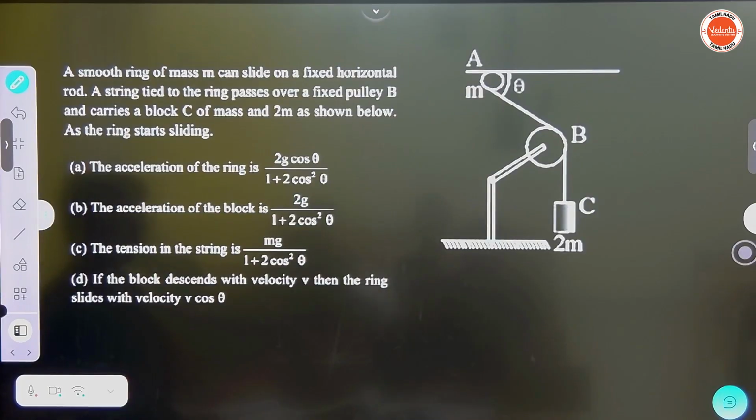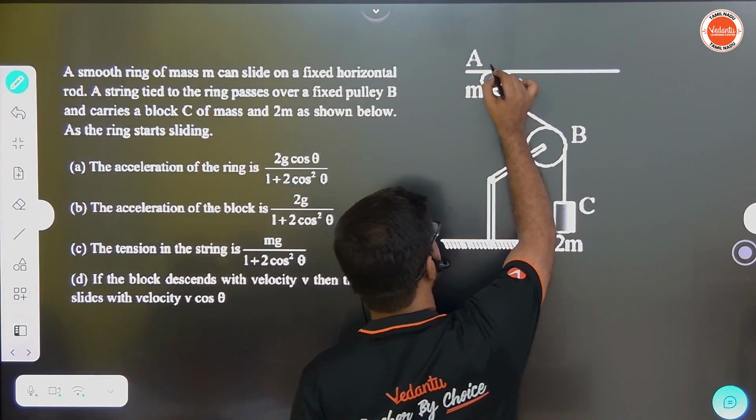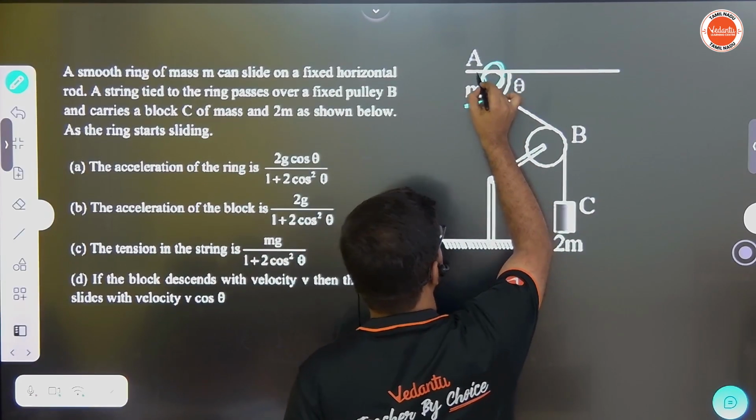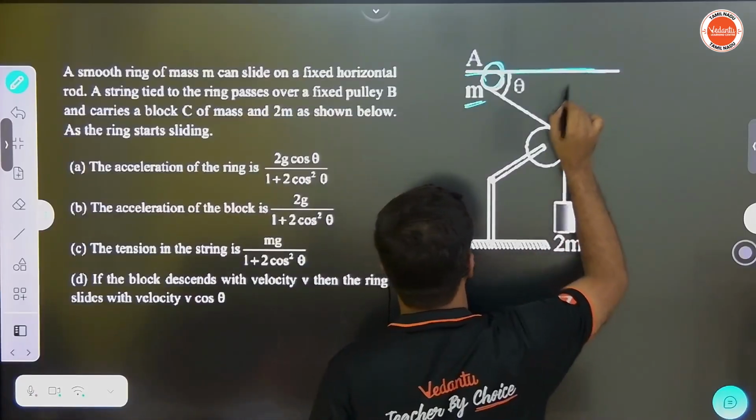Look at this one. So this is one very good advanced level question actually. A smooth ring of mass m can slide on the fixed horizontal rod. So where is it? This is the ring here, ring of mass small m, which can slide on this rod.